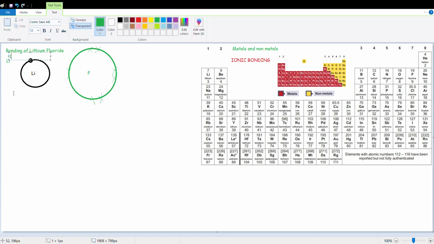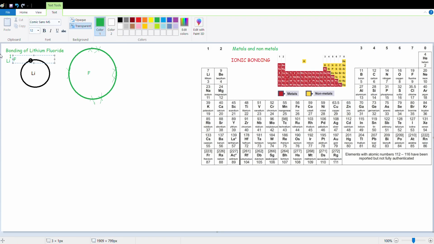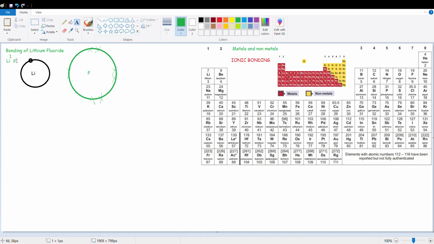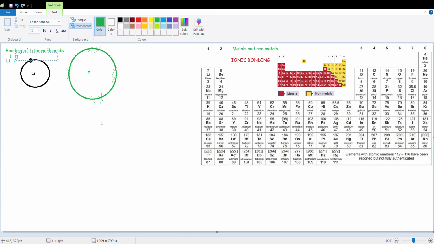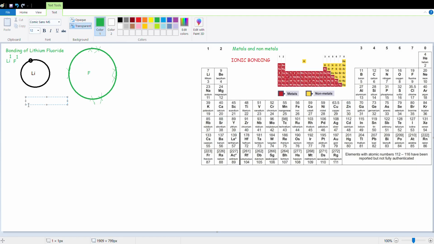And its charge should be 1 because it is in group number 1 here. And then we come to fluorine, group number 7, its symbol is F. And as we also have here, charge 1, because it needs 1 electron to complete the outermost shell. So now when we use the crisscross method, we don't write 1. So the formula for lithium fluoride should be LiF.